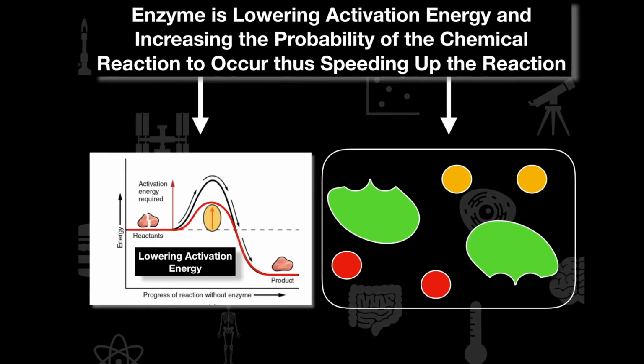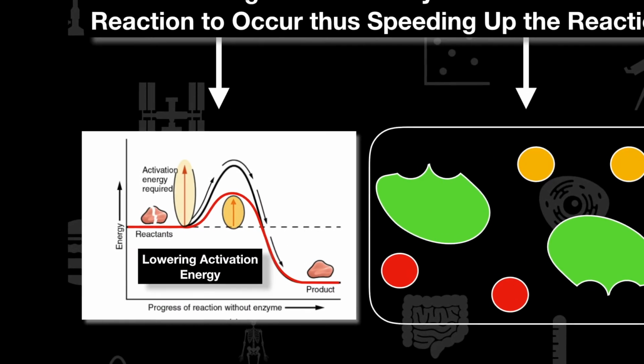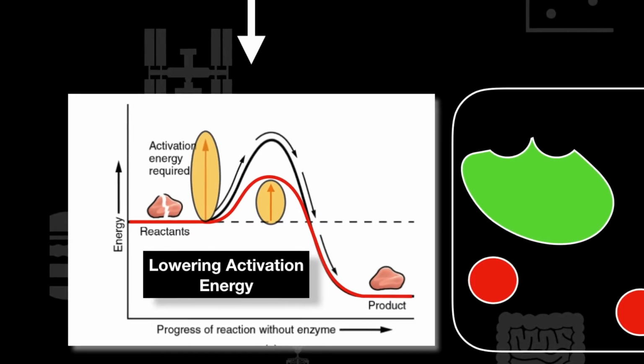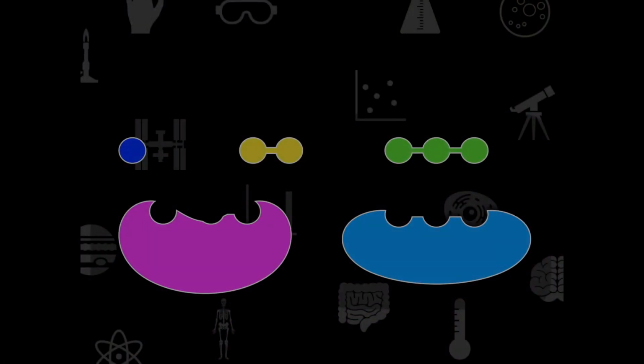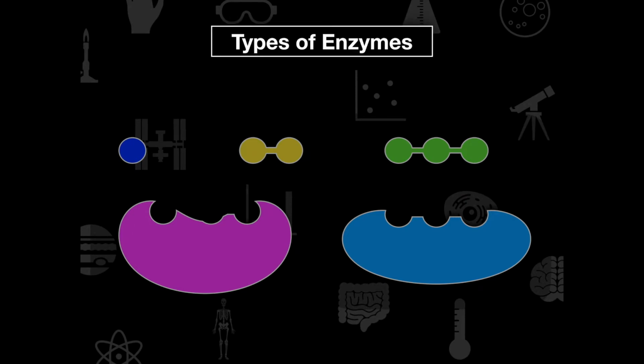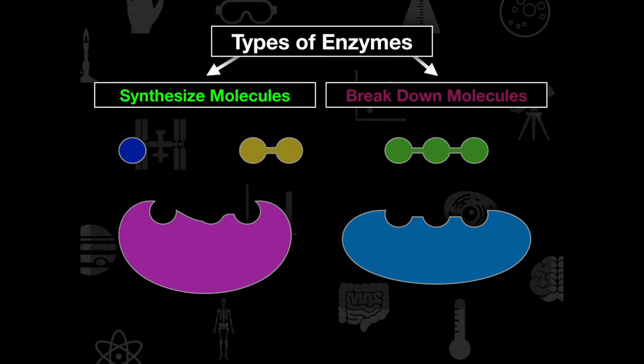So we can see here that the activation energy is significantly lower than the energy that would be required if the enzyme was not present. So there's two things I also want to think about. We have two types of enzymes here. The first type of enzyme is the synthesis enzymes, ones that bring molecules and put them together.